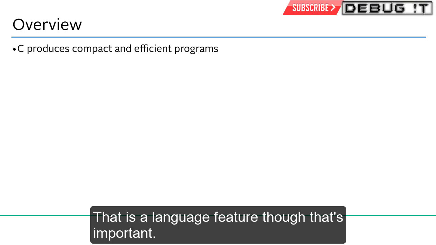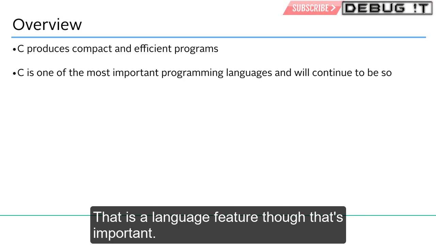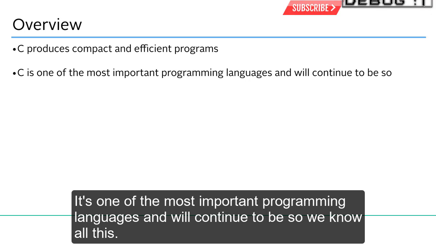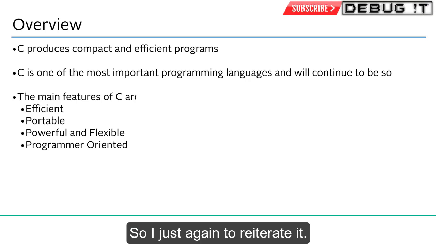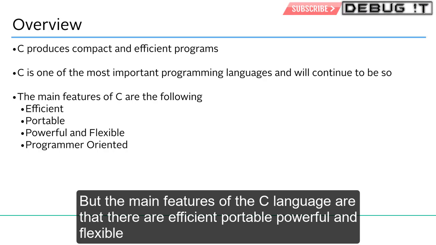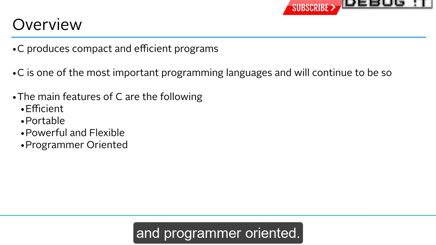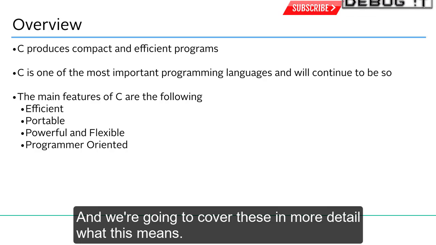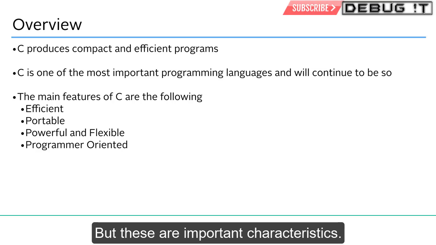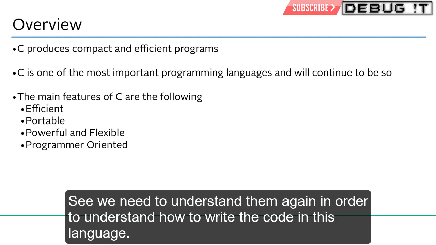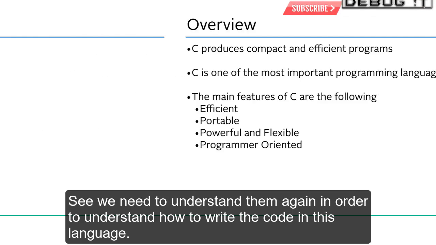That is a language feature, though. That's important. It's one of the most important programming languages and will continue to be so. We know all this, so I just, again, want to reiterate it. But the main features of the C language are that it's efficient, portable, powerful and flexible, and programmer-oriented. And we're going to cover these in more detail, what this means. But these are important characteristics of C. We need to understand them, again, in order to understand how to write the code in this language.